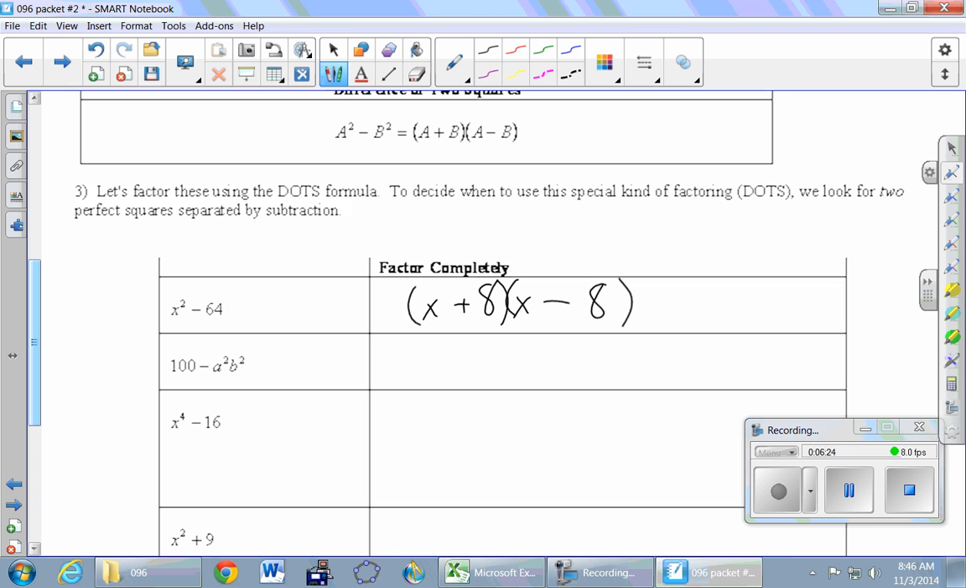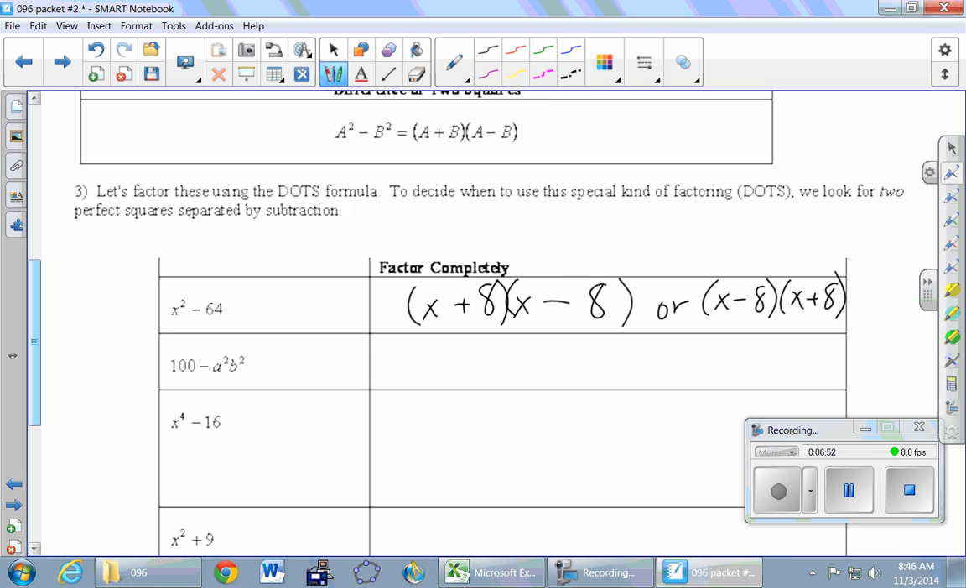And that's it. And so this is really a different sort of factoring than we saw last class, right? We're not doing the product sum idea. We're just recognizing a pattern, and this new pattern has a nice little formula. So 100 minus A squared, yeah, Casey. So x minus 8, x plus 8 is also correct. Good question.